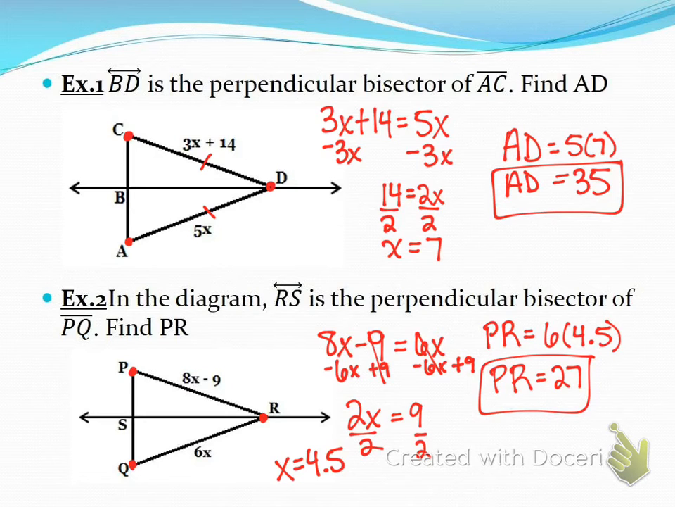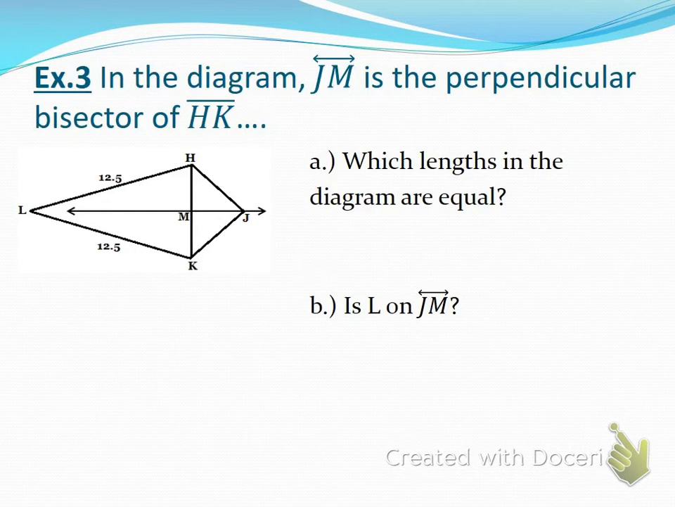Other questions? Okay, we'll move on. In the diagram, line JM is the perpendicular bisector of segment HK. Which lengths in the diagram are equal? There's the obvious one. Which one's obvious? Okay, LH and LK, they wrote those on there for us. LH is equal to LK. Notice that I'm not putting the bar over them because I'm using an equal sign, not a congruent symbol.